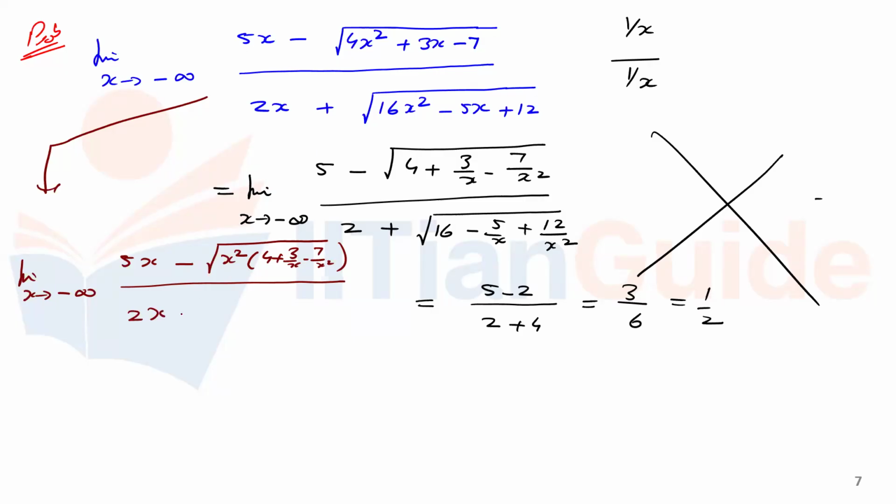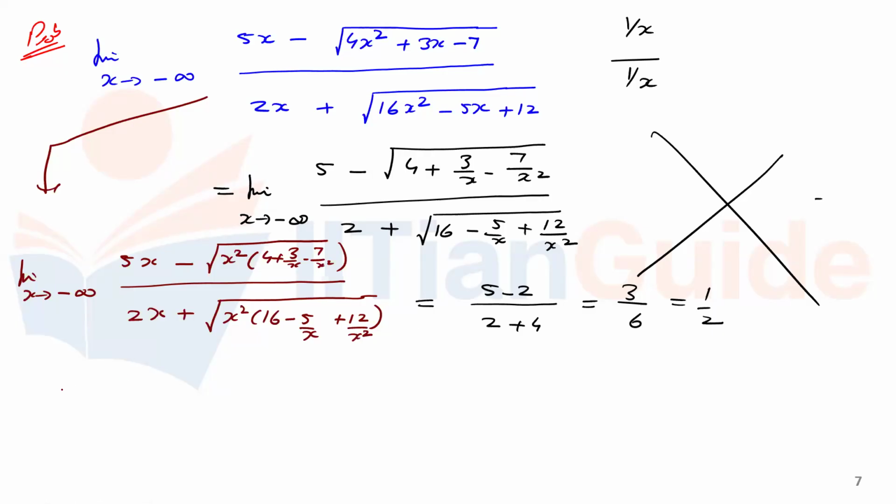I'm having 2x plus under root of 16x square. I am taking x square common, so I am left with 16 minus 5 by x and plus 12 by x square. That we can write. Am I right? Yes, sir. चलिए ठीक है.